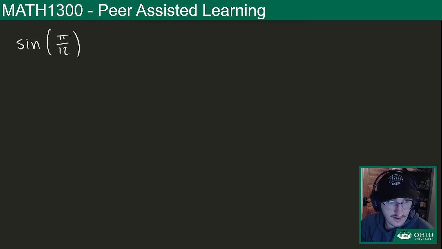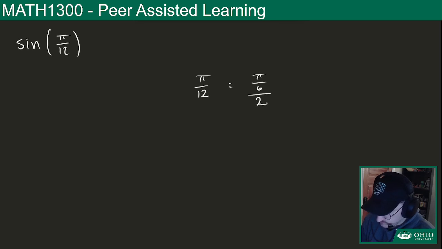So it's easier to find out what angle we're using here because it has to be a division by 2. That's how the formulas work. And so if I take pi over 12 and I factor out a 1/2, you end up getting that pi over 6 over 2 is equal to pi over 12.